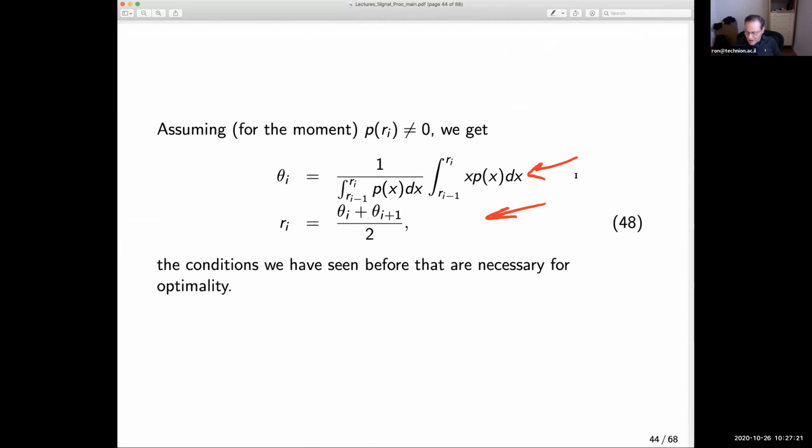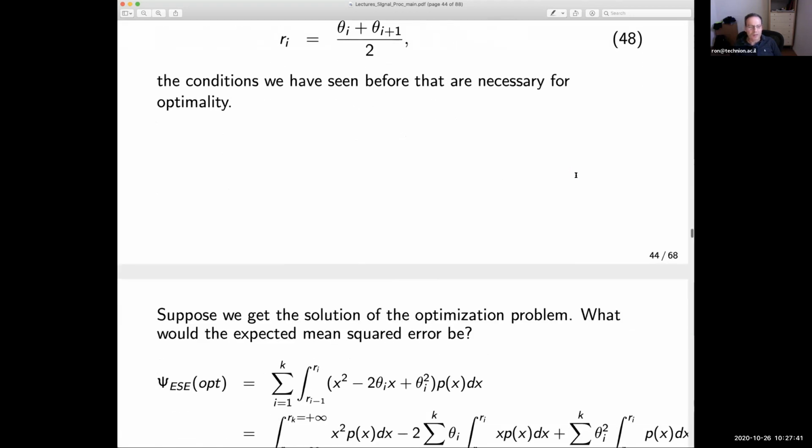So these are necessary conditions for optimality. If I would like the derivative of my phi function with respect to all my variables to be equal to 0, I would have to satisfy both these conditions. And finding them simultaneously, as I promised you, is a hard problem. So what do we do?